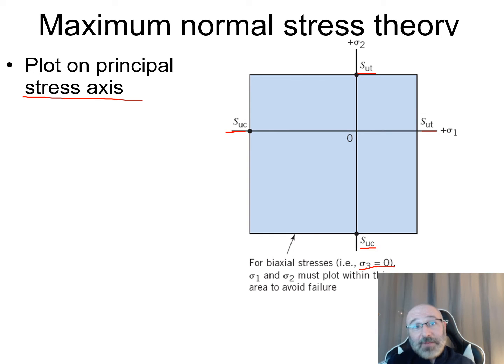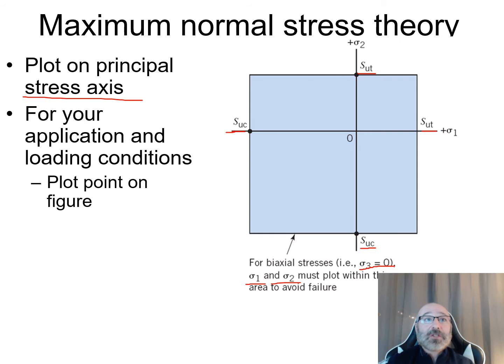So we need to make sure that sigma 1 and sigma 2 plot within this to avoid failure right there. For our application and loading conditions, we can plot a point on this figure right here. We can use this as another way to visualize this and determine if we're going to have a failure. As long as we're inside the box, there's no failure.